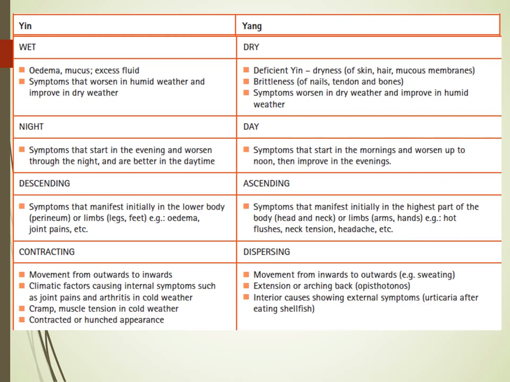Yung yin is contracting while the yang is dispersing. Sa yin, may movement from outward to inward. May climatic factors causing internal symptoms such as joint pain and arthritis in cold weather. There is cramp. May muscle tension in cold weather, and meron siyang contracted or hunched appearance.